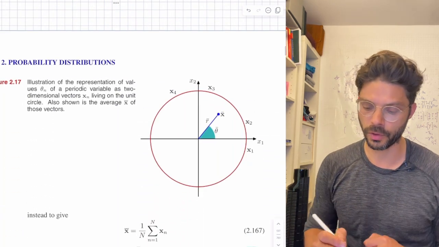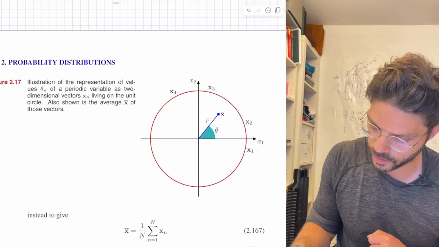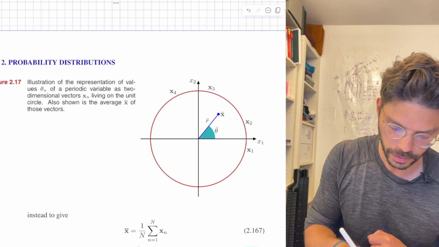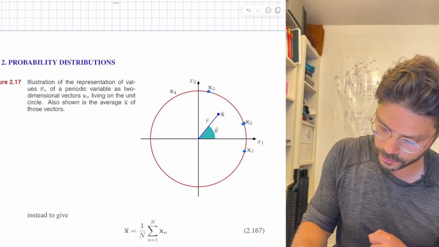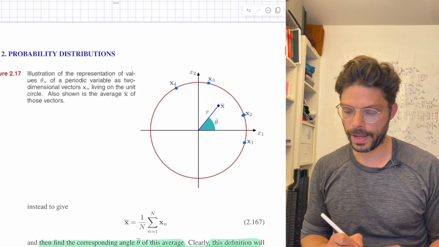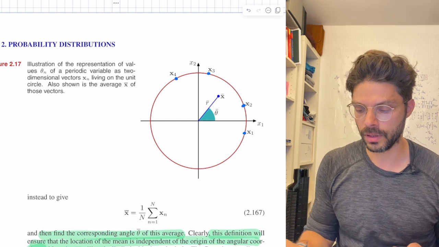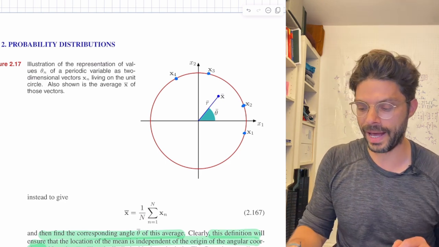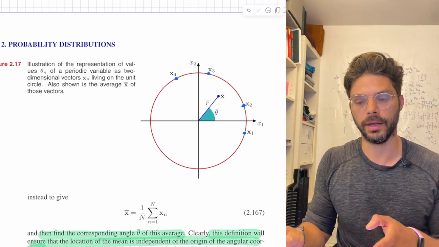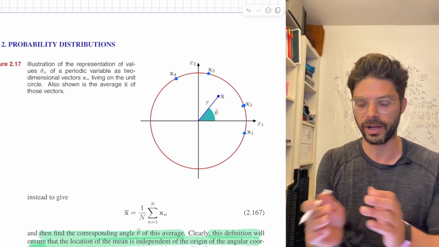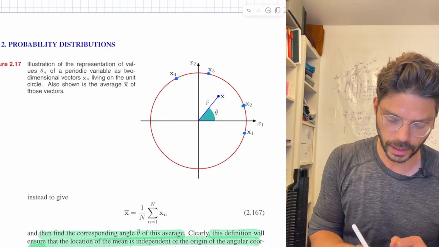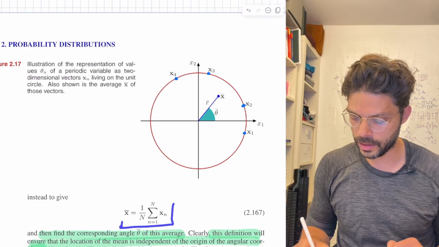So here's the situation that we have, and I don't seem to have any dots, so let me put in some dots there. So here are our data points. The idea then becomes you find your average by averaging these points as vectors. Each one of these is a vector, and you do the vector sum of them, which is what is being done here.